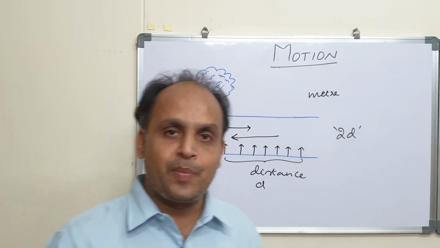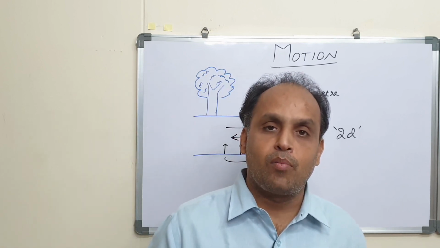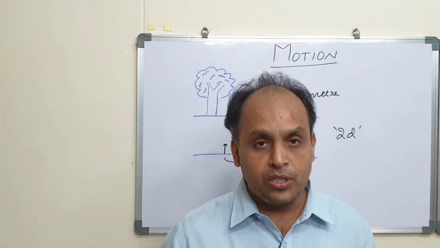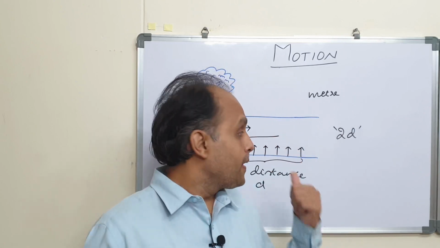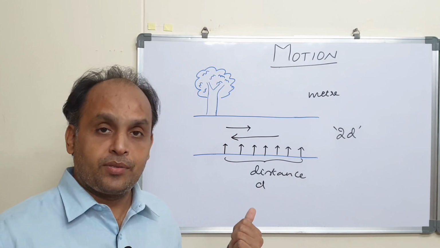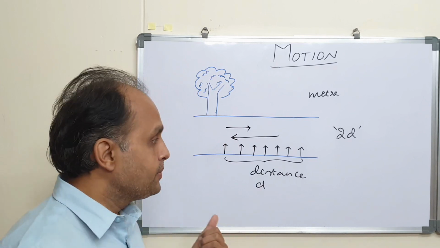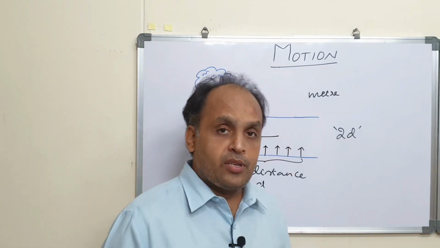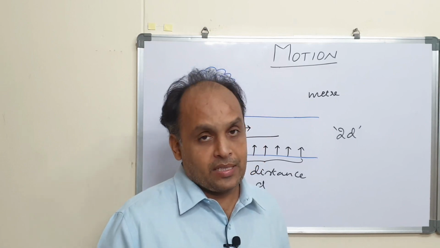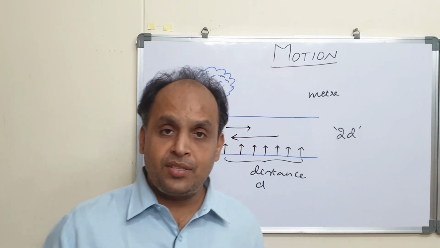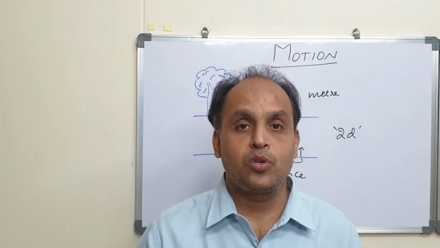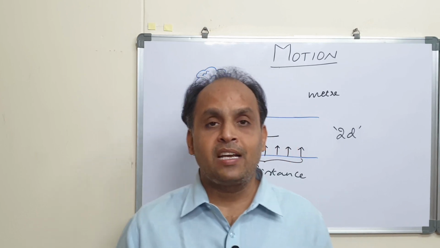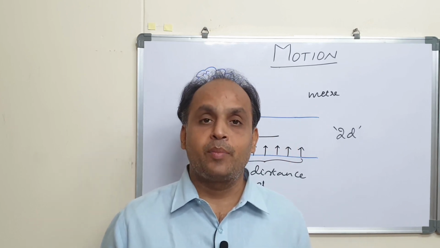So distance is basically the length of the path covered by a body during its course of motion from the initial point to the final point. That's what distance is. And the SI unit of distance is meter, as we have discussed. And distance can never be zero. If the body is in the course of motion, it will definitely cover some distance. It can never be zero.